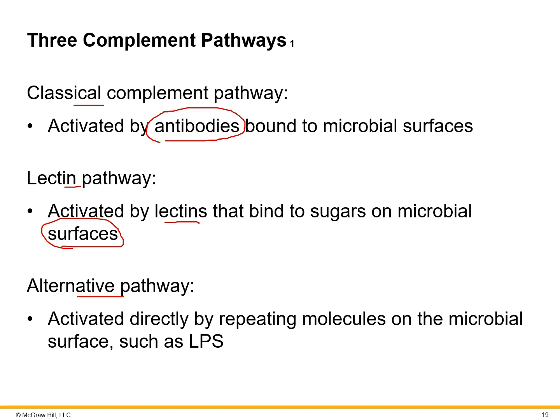And then the alternative pathway is activated by repeating molecules on the surface, like those PAMPs. So things like the lipopolysaccharide that's on gram-negative bacteria. It's not lectin, but it's something foreign that those complement proteins would recognize.